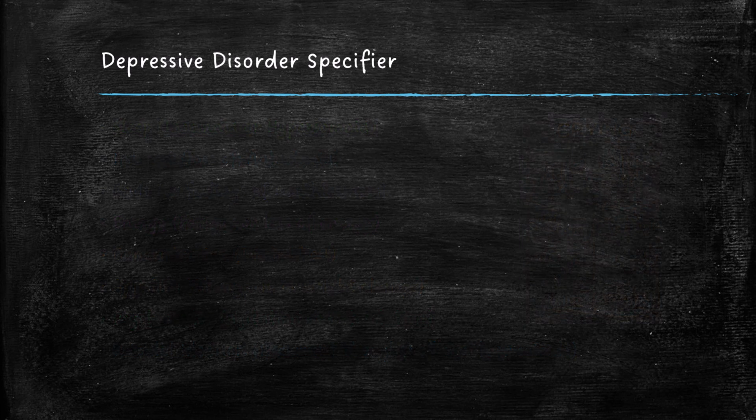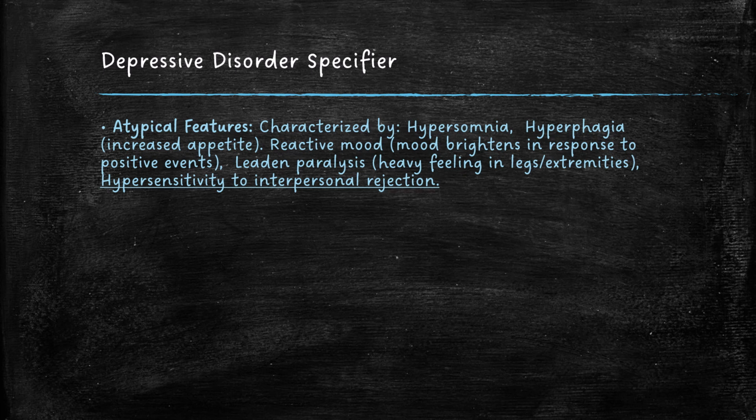It's also important to know the different specifiers of major depressive disorder because you may be tested on this as well. So the first one we're going to talk about is atypical features. In atypical features, there is hypersomnia instead of insomnia. There's an increased appetite instead of a decreased appetite. There's reactive mood, which is when the mood brightens in response to positive events. And there's leaden paralysis, this feeling of legs, extremities feeling very heavy. And a key feature is hypersensitivity to interpersonal rejection.